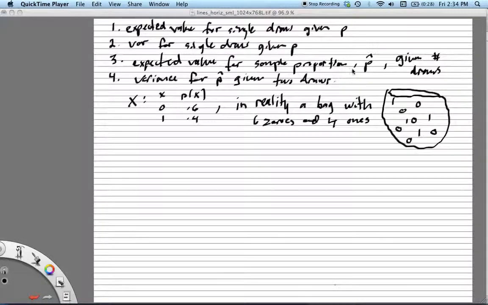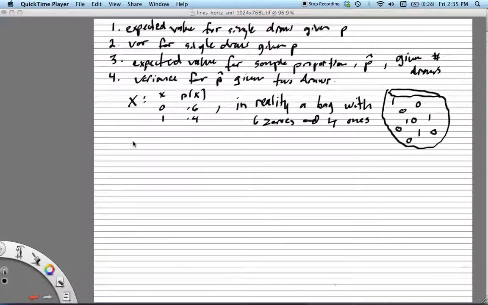Okay, how to get the expected value for the sample proportion given some number of draws, and how to get the variance for the sample proportion. And I'm going to do a special case where you're just doing 2 draws. Okay.